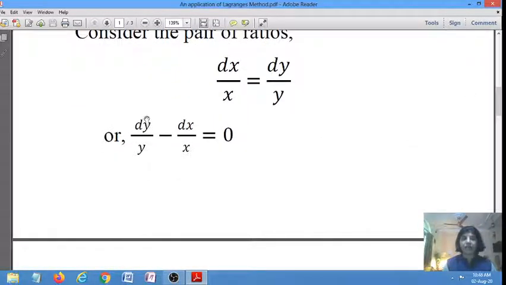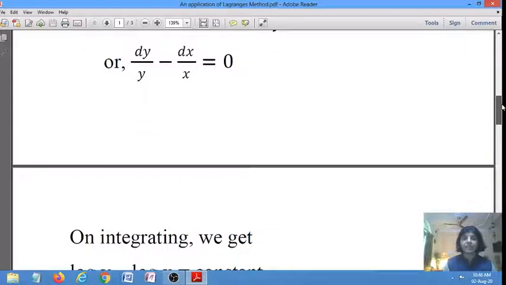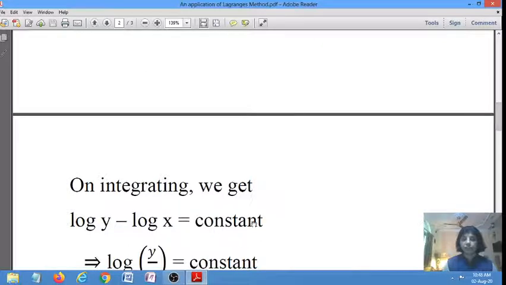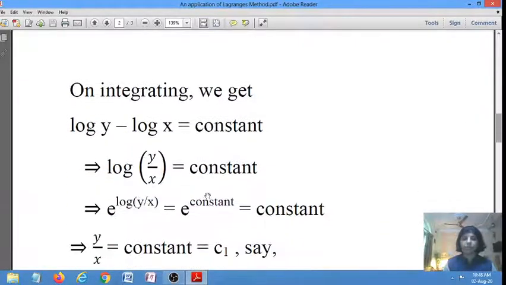So I'll write it like this: dy by y minus dx by x is equal to 0. And now integrating the first term, the integral of the first term is log y, the integral of the second term is minus log x, is equal to the constant of integration. So this is the integral that you obtain. You can combine the first and the second term.